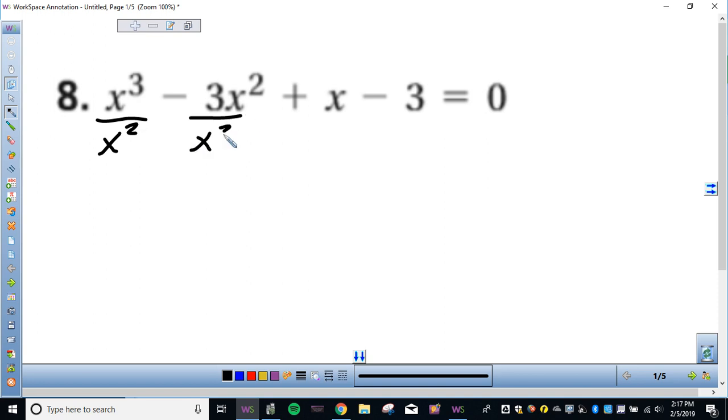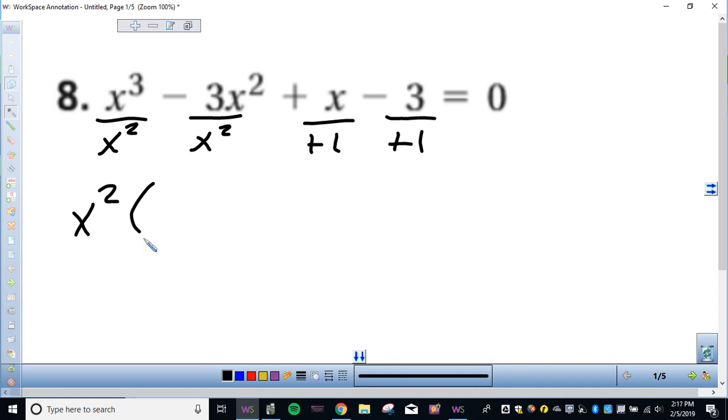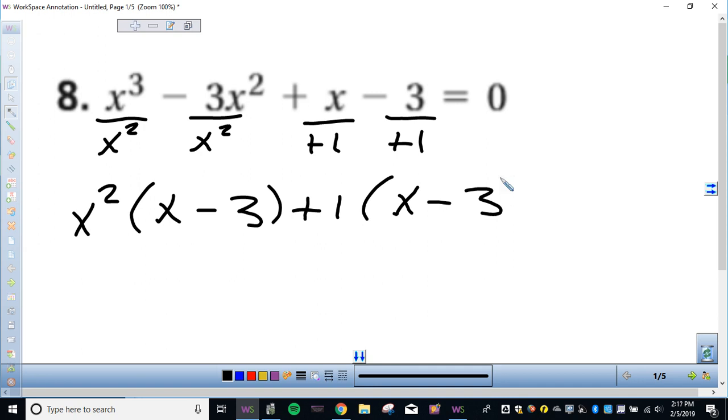The hardest part of this section is that you have to recognize you can do factor by grouping right here. You can still use your calculator, get a 0, and figure it out by doing synthetic division. It's just easier to do factor by grouping. So we take an x squared out. What do I have left in the first part? X minus 3, and then plus 1, and then x minus 3 again.